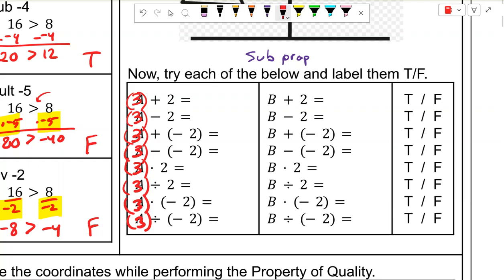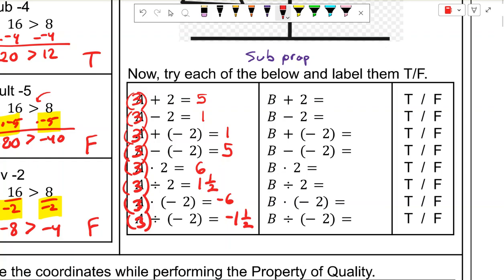So the first operation is 3 plus 2 is 5. Then 3 minus 2 is 1. 3 plus a negative 2 is 1. 3 minus a negative 2 is actually 5, and you can use the additive inverse to prove it. 3 times 2 is 6. 3 divided by 2 is 1.5. 3 times negative 2 is negative 6. And 3 divided by negative 2 is negative 1.5.